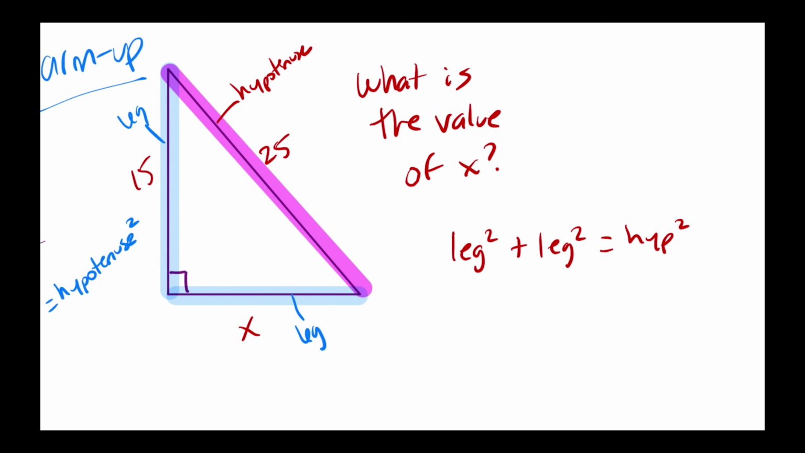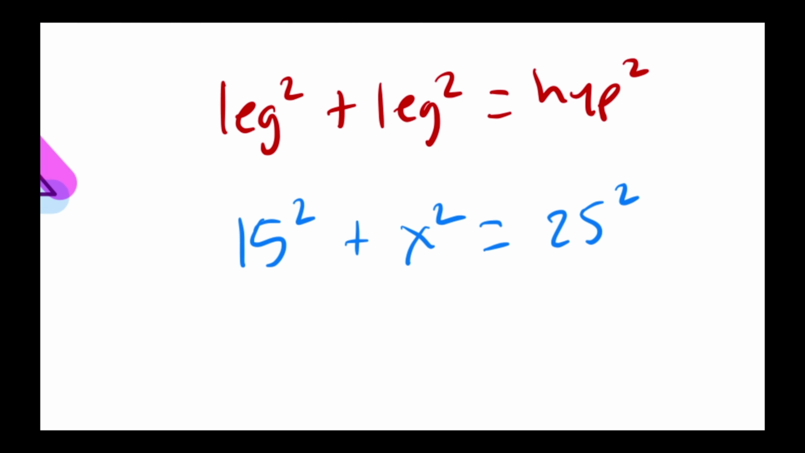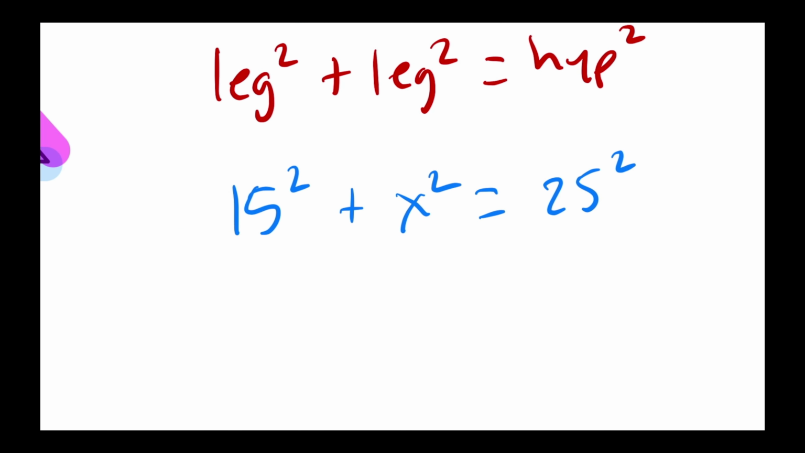So let's get one leg. One leg is 15, the other leg is x. So 15 squared plus x squared equals hypotenuse squared. The hypotenuse is 25, so that's 25 squared. Hopefully you set it up correctly. Some of you had the 25 here and the x here, and that's what messed you up, right? Leg squared plus leg squared equals hypotenuse squared. These are the two legs. All right, and then from there, you just solve.